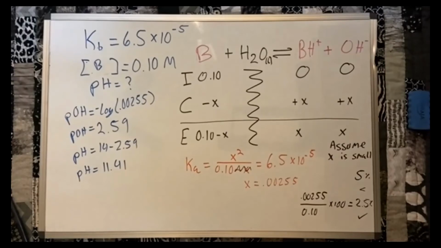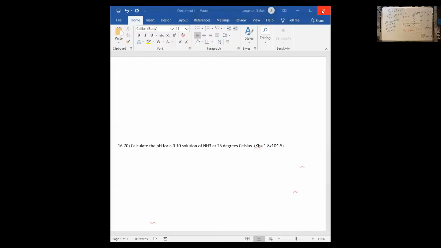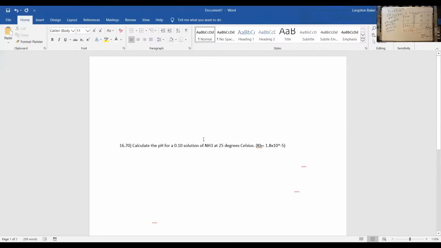Here, why don't you do another, we'll do a base one. I'll give you a base one to do. It'll be a little different. Can you see that one? Yes. Why don't you try to do that one?